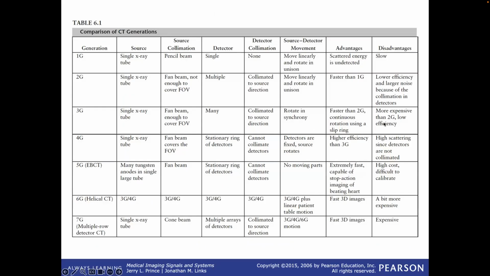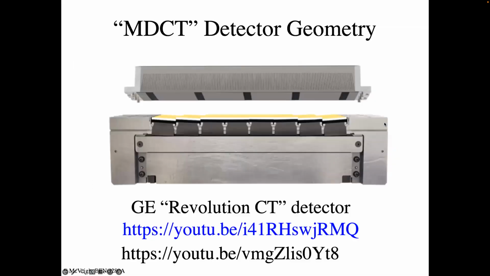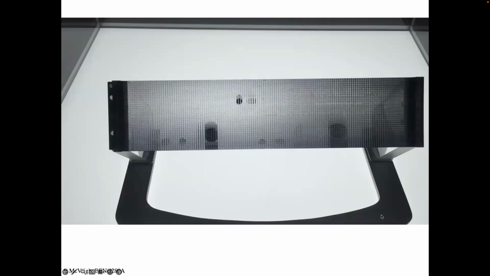And you don't need to know this table. This is all the generations that people like to teach. Anyway, I don't know why. So I would watch this video because it's one of these high-end marketing videos to show how their detector works. It's really cool. This is the anti-scatter grid.